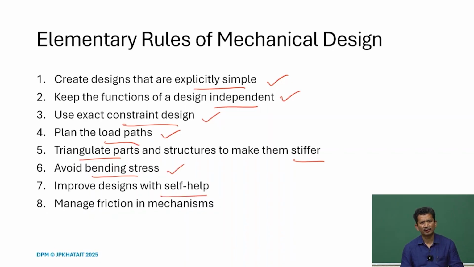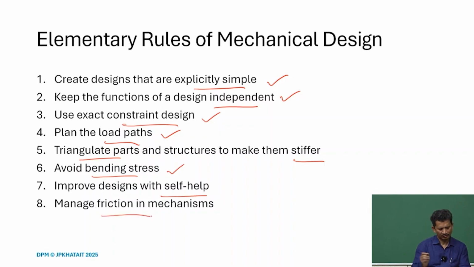Next is improve design with self-help, and usually what I call mechanical intelligence. So it's not artificial intelligence, but mechanical intelligence. Though it's an inanimate object, the way a designer conceptualizes the thing, it is likely that it will have intelligence embedded into the design itself. So we'll look into some examples.